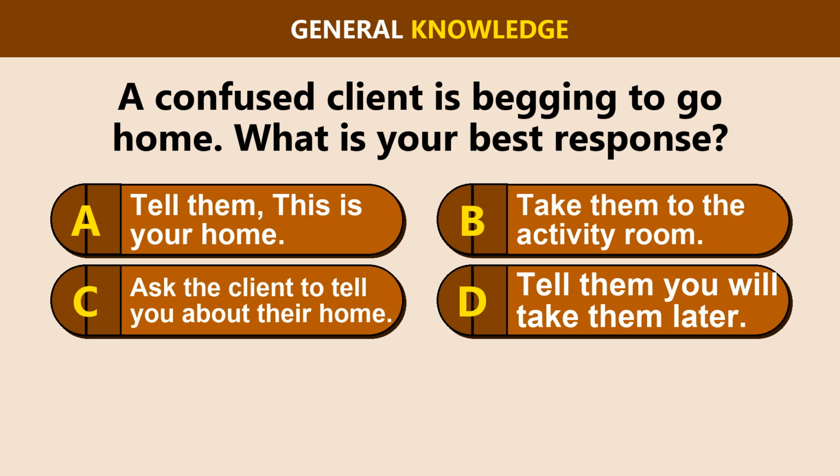Question 17. A confused client is begging to go home. What is your best response? Option A, tell them, this is your home. Option B, take them to the activity room. Option C, ask the client to tell you about their home. Option D, tell them you will take them later.